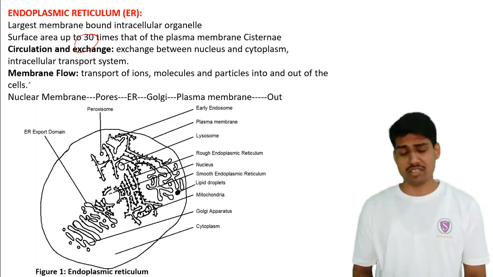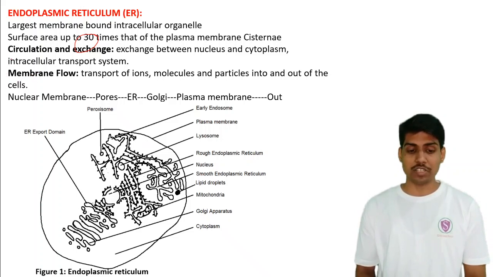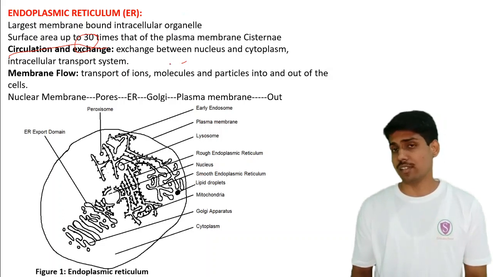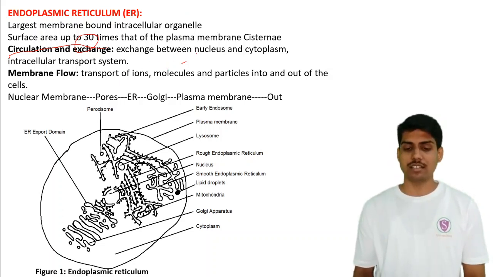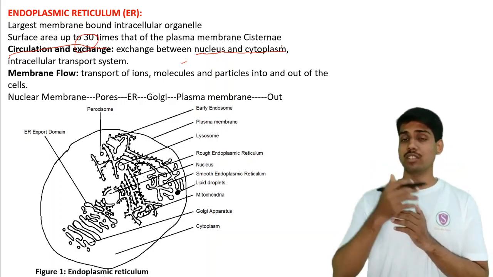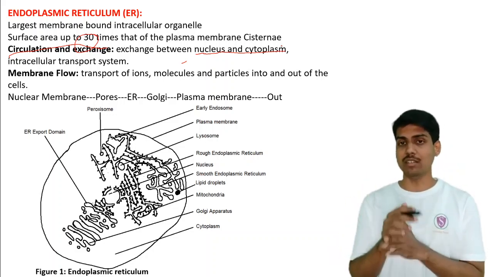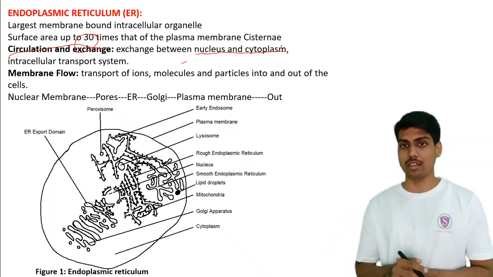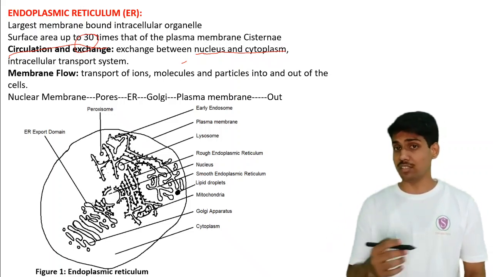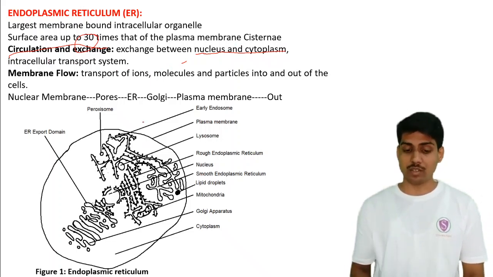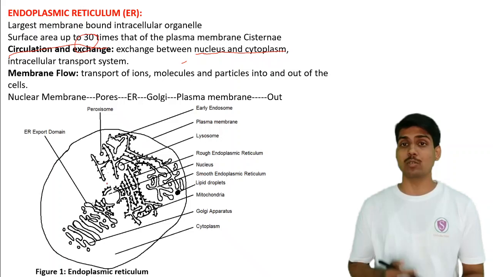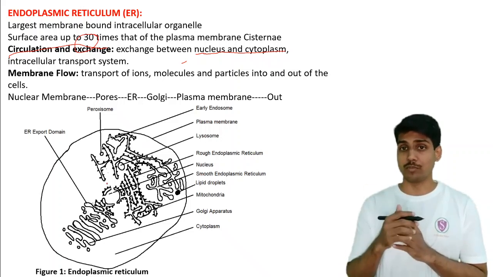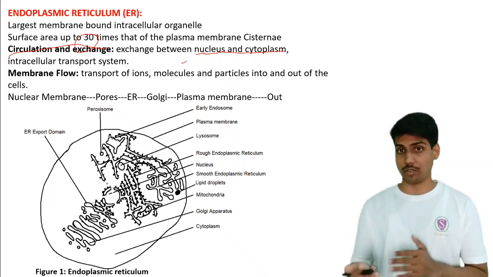And what are the general functions of the endoplasmic reticulum? They are circulation and exchange. What does it circulate and what does it exchange? See, there are different organelles, like suppose the nucleus and the cytoplasm. There is a kind of exchange that happens in between these organelles, and that medium is the endoplasmic reticulum. Okay. It is also an intracellular transport system. As I have said, it is in contact with the various organelles. This endoplasmic reticulum can also transport some of the protein cargos from one organelle to the other organelle.